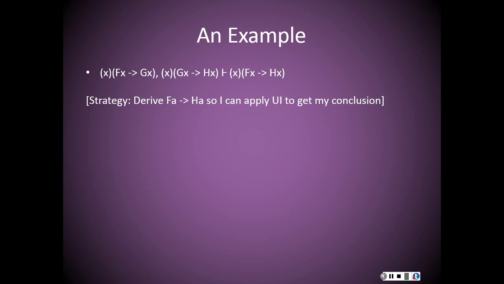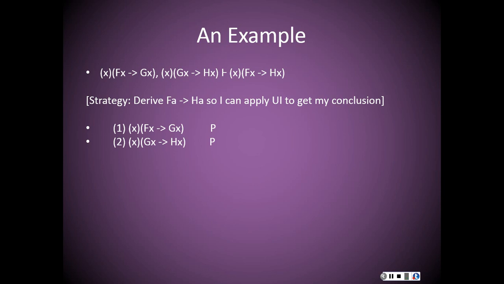So since we want to prove that for any x, if x is F, then x is H, what we're going to do is we're going to prove that for some arbitrary case, A, if A is F, then A is H. So this is our strategy. Let's go ahead and see it applied. So we begin, of course, by writing down our premises. Now we're trying to prove if FA, then HA.